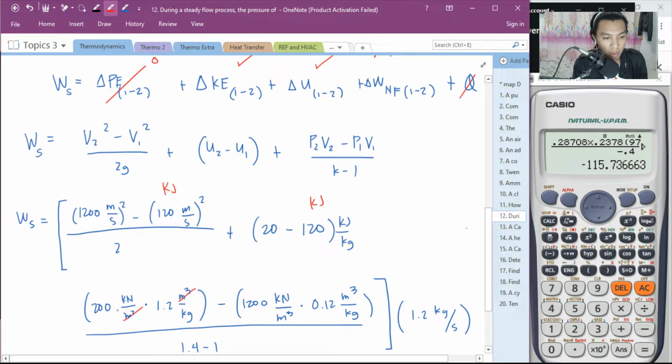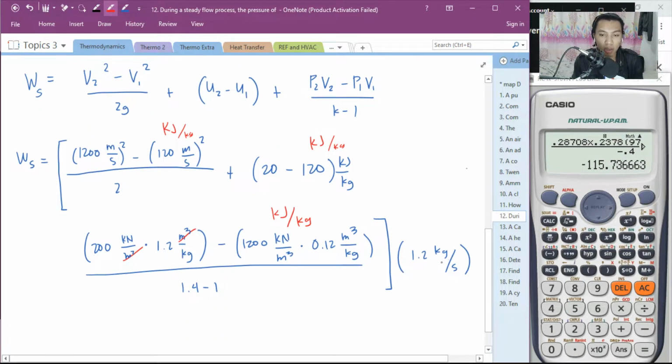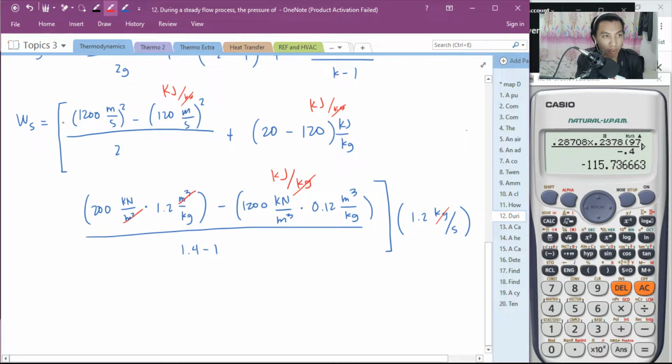Cancel. Cancel kilonewton meter per kilogram, kilojoule per kilogram. Ayan, dito, kilonewton meter per kilogram, kilojoules per kilogram. Okay. And then, cancel out mo yung kilogram. Kilojoule per second is kilowatts. So, let us solve na yung work steady flow.